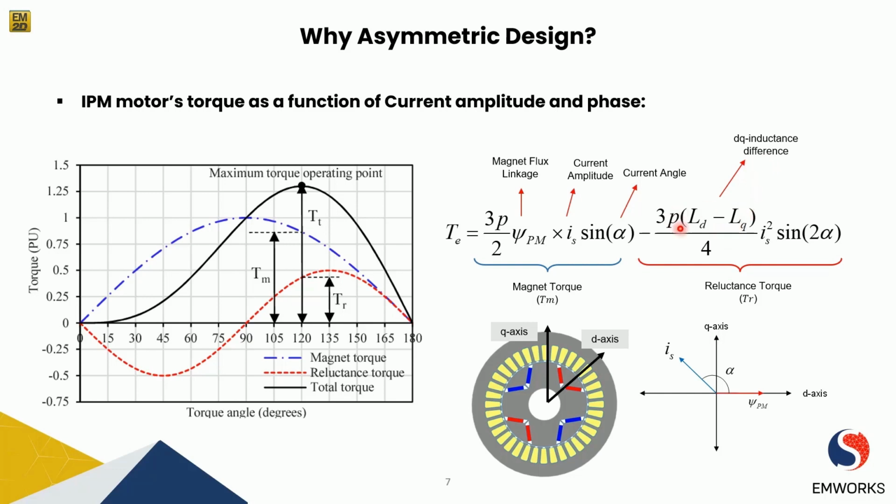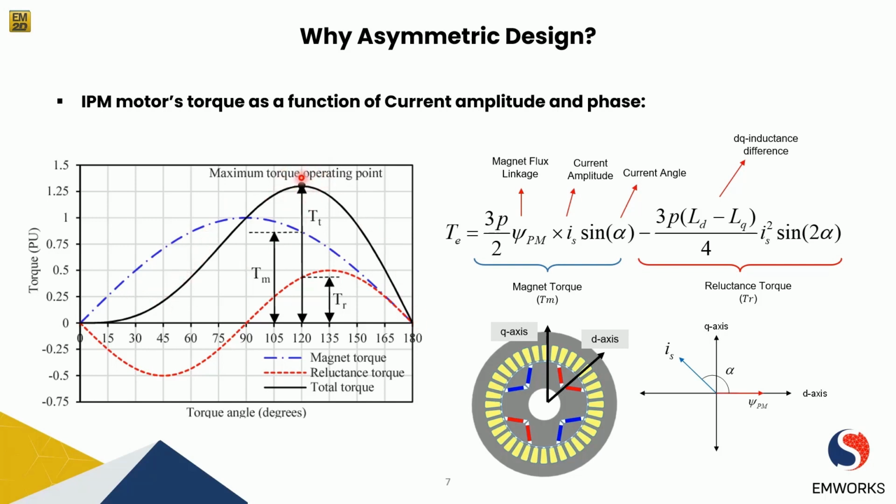And by changing each of these variables, we can change the value of the torque. Here we have also defined the current angle, alpha, to show what we mean. As you can see, the curves also show us the difference between the peaks of the torques. The magnet torque is represented by the blue color, and the red color shows us the reluctance torque. The combination of these two torques gives us the real torque of the machine.